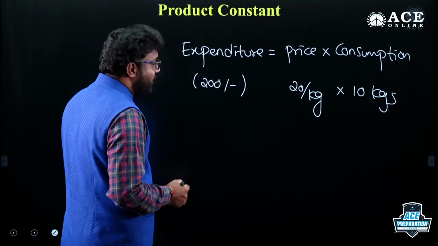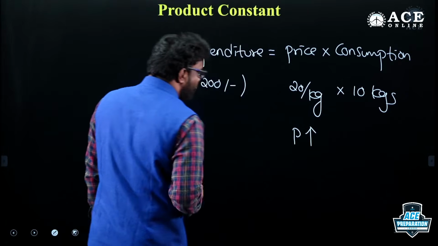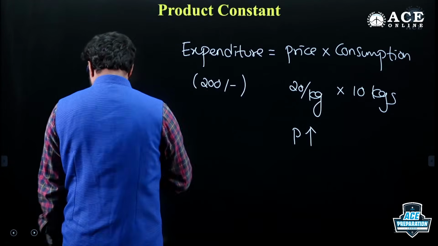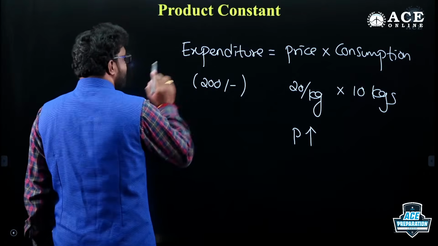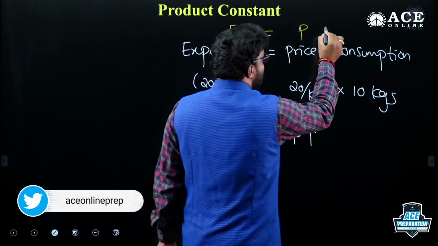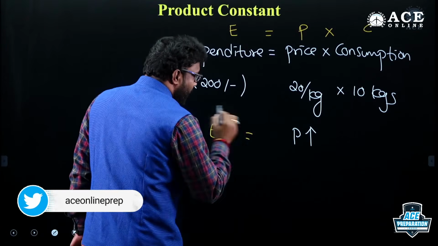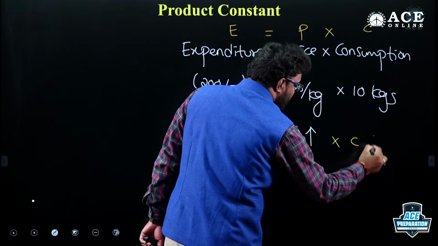Now, what is this product constant is, if price increases to maintain same expenditure, consumption should decrease. So I'm maintaining same expenditure. If price increase, consumption should decrease.